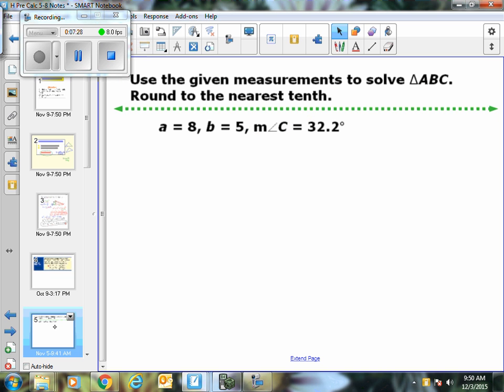All right, so let's try a couple examples. We'll do 2 of these all the way through, and then we'll just talk about a couple others and get into some applications. So let's take a look at what you know about this triangle.